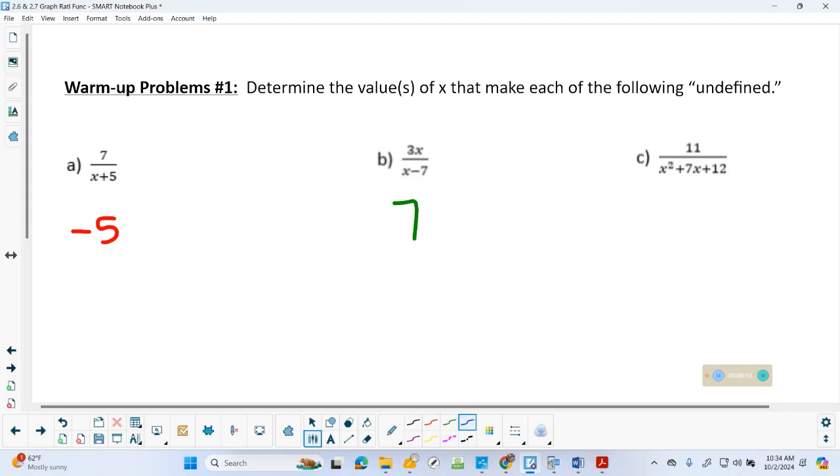Now, quadratic here in C. So there's going to be two answers. And remember, I said at the beginning of the year, I keep saying it, when you least expect it, factoring just pops right on up and slaps you in the face. We can factor this trinomial. What multiplies to 12 and adds to 7? 4 and 3. So what are your two values you cannot use in letter C?